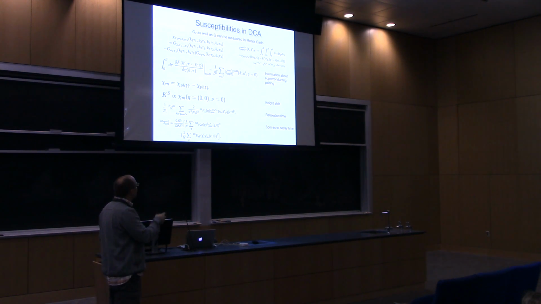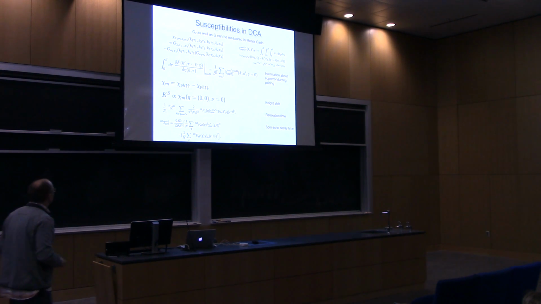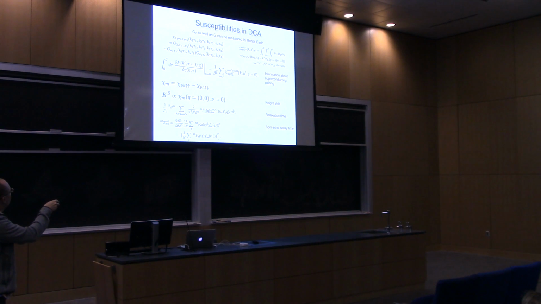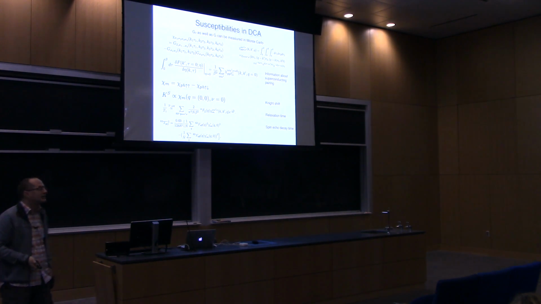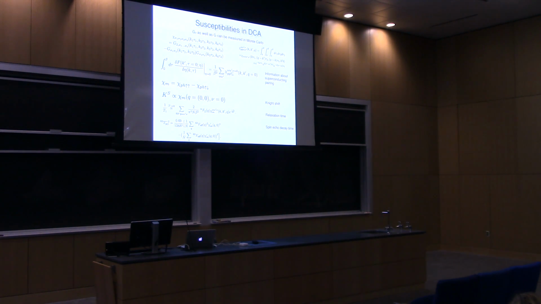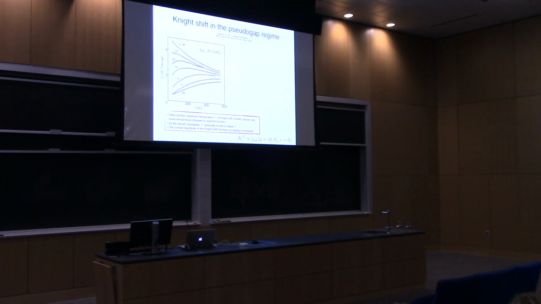And we can directly extract the Knight shift, the relaxation time, and the spin echo decay time of these materials. You can see all of these are functions of various types of magnetic susceptibilities that we have over here. So that gives you the program. We'll just simply compute the magnetic susceptibility, extract the Knight shift, the relaxation time, and the decay time, and look at it.